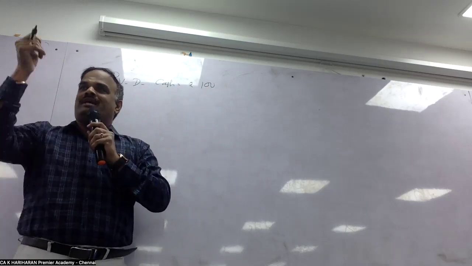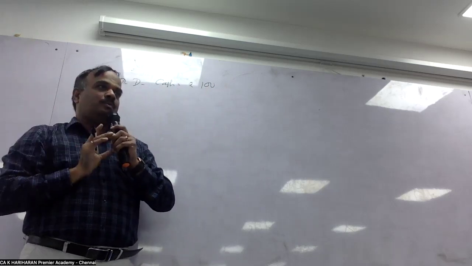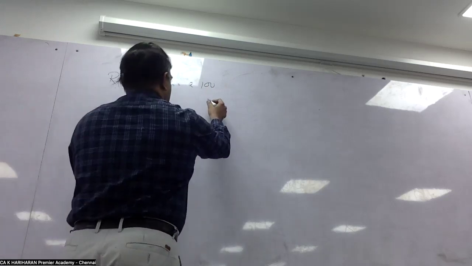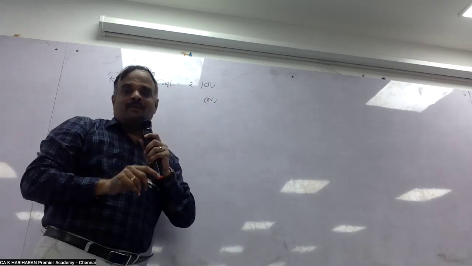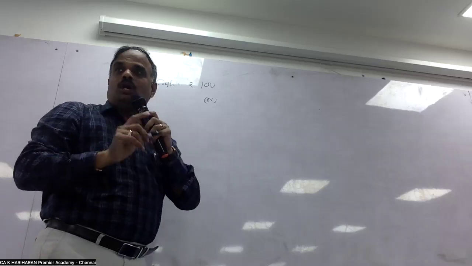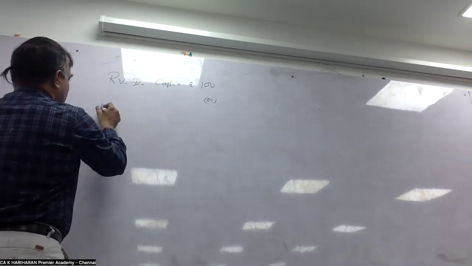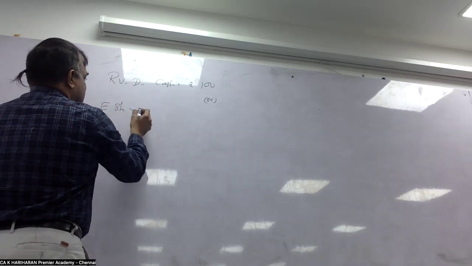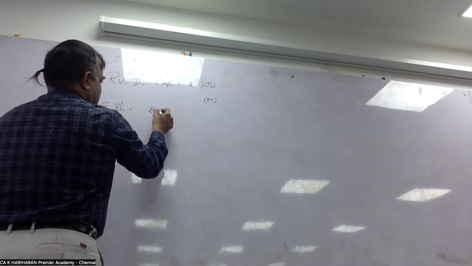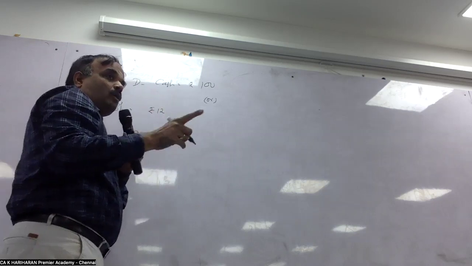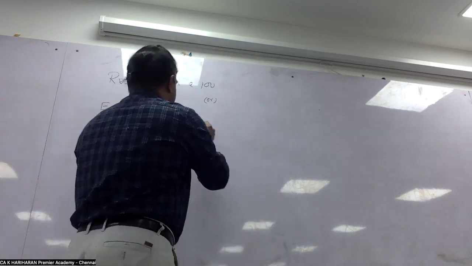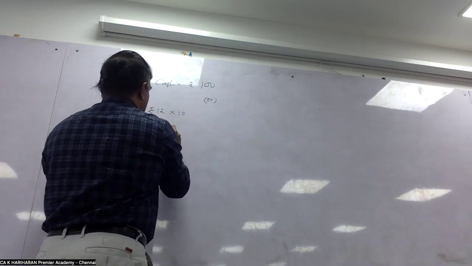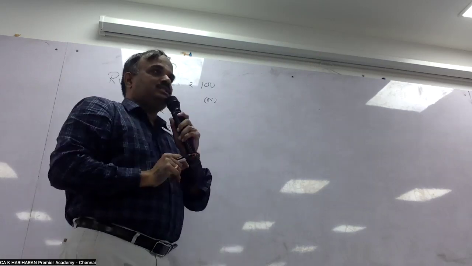As a debenture holder, you will get 100 rupees per debenture, or you can get shares. With respect to the equity share, the share price is 12 rupees. But for one debenture, how many shares does the company have to give? 10 shares.